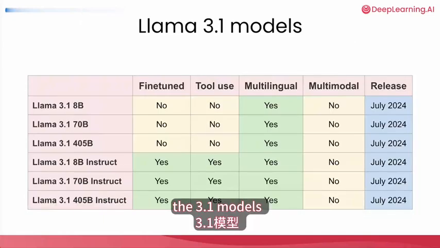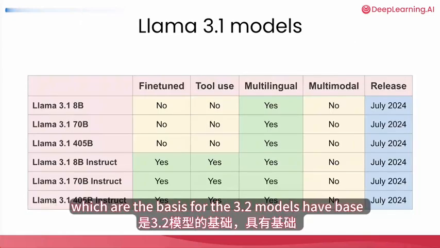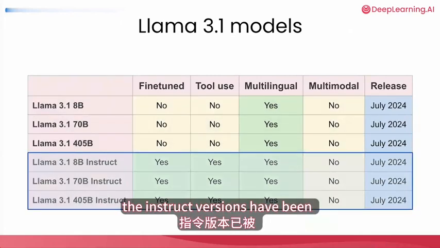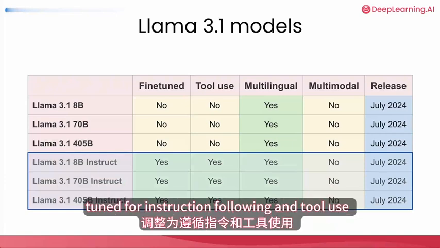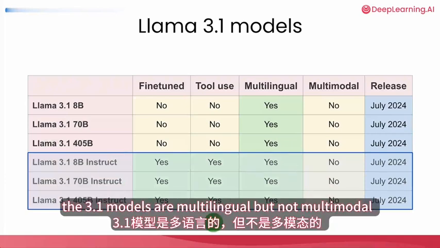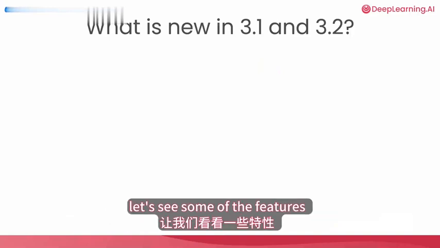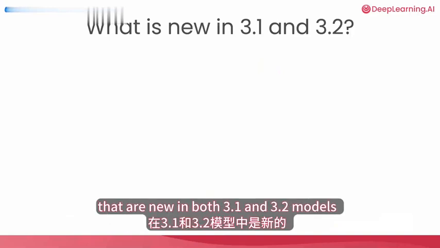The 3.1 models, which are the basis for the 3.2 models, have base and instruct versions. The instruct versions have been tuned for instruction following and tool use. The 3.1 models are multilingual, but not multimodal. Llama 3.2 is built on top of Llama 3.1. Let's see some of the features that are new in both 3.1 and 3.2 models.